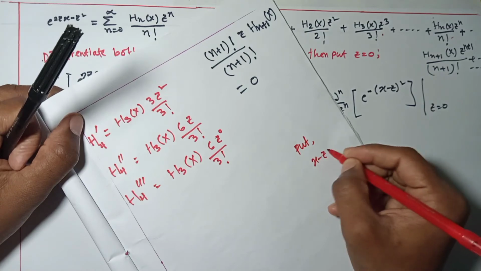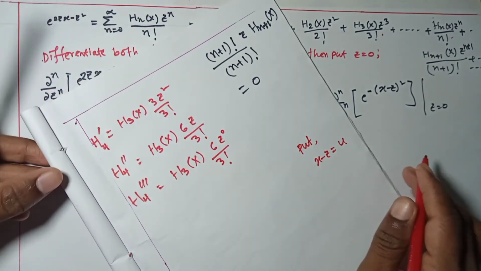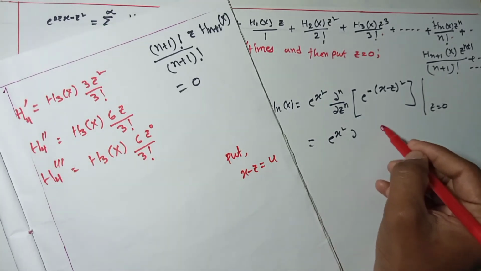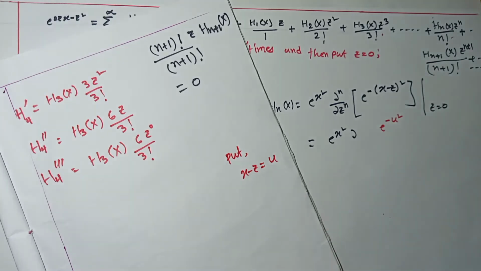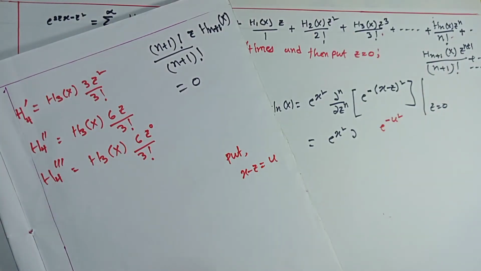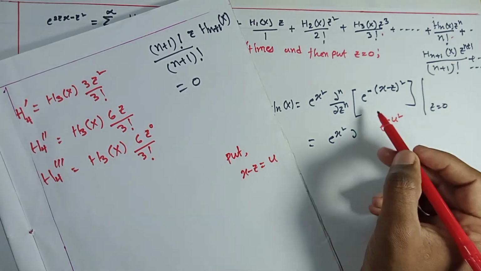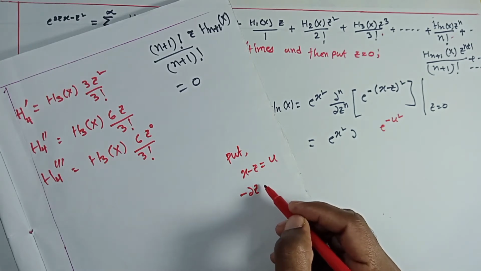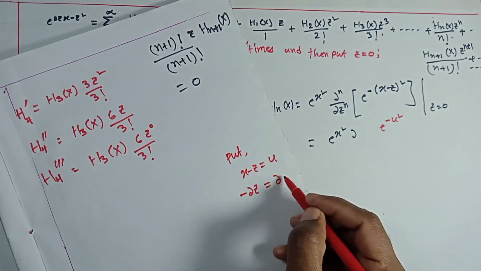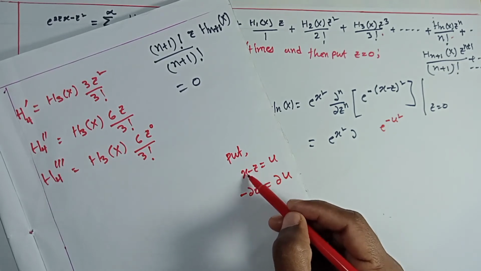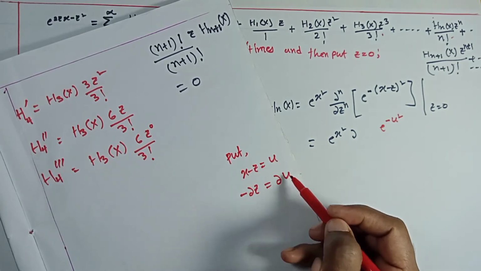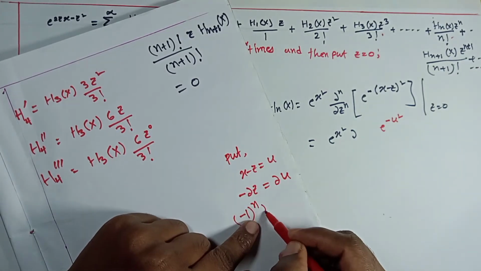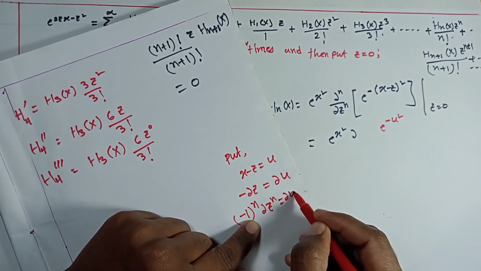put x minus z is equal to u. Applying x minus z equals u, what do we get? We will see what happens, that is e to the power minus u squared. Okay, e to the power minus u squared. Okay, then here the term, that is minus curly z equals curly u. We differentiate this, that is 0 minus curly z equals curly u. Then we can write minus 1 power n curly z power n equals curly u power n.